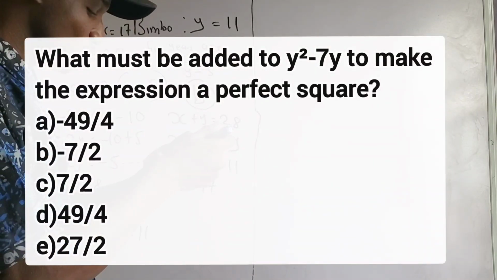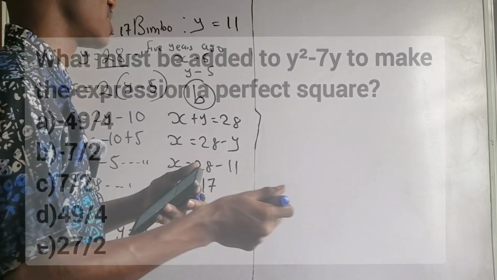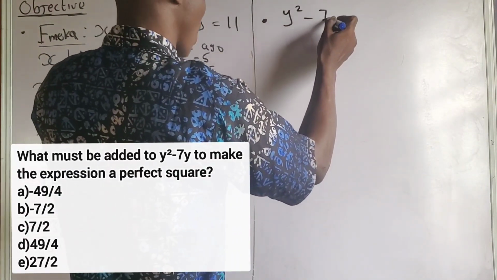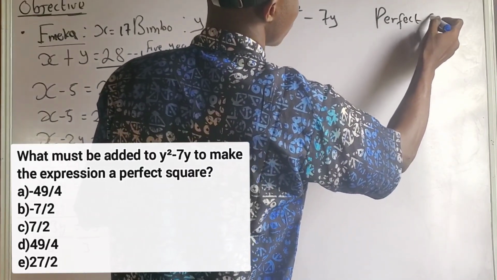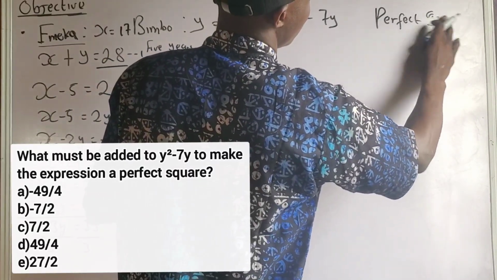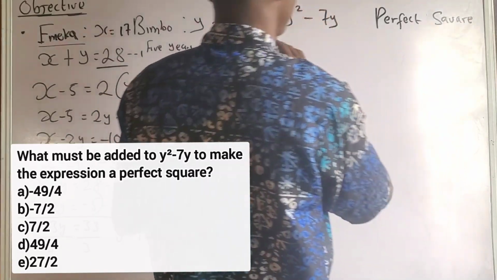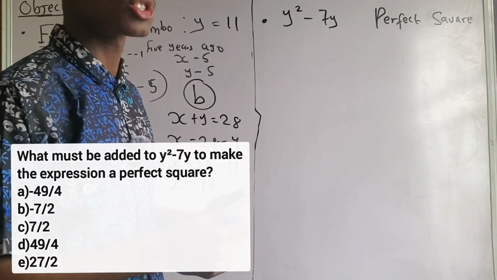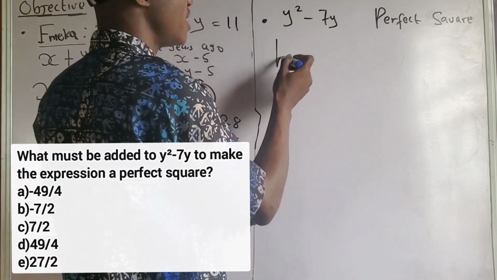What must be added to y squared minus 7y to make the expression a perfect square? Please listen, pay attention. This one that you see on the board is a quadratic equation. Are you getting it? And any quadratic equation that will be a perfect square must obey this rule.